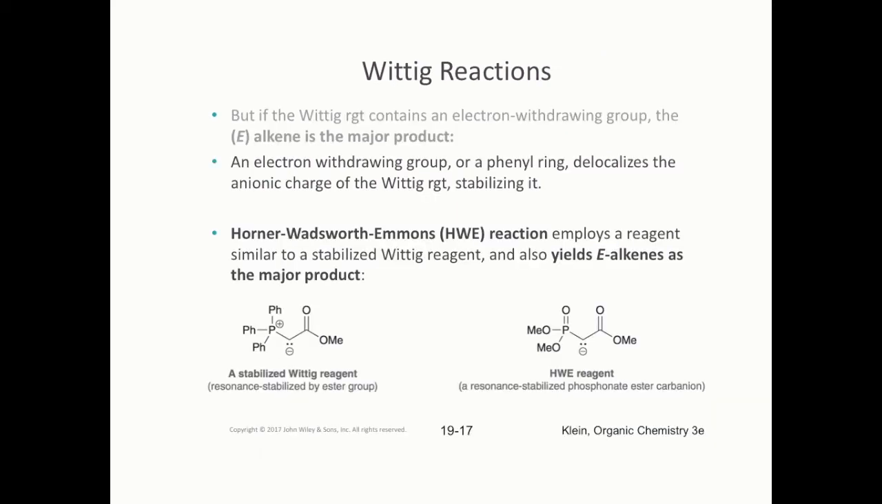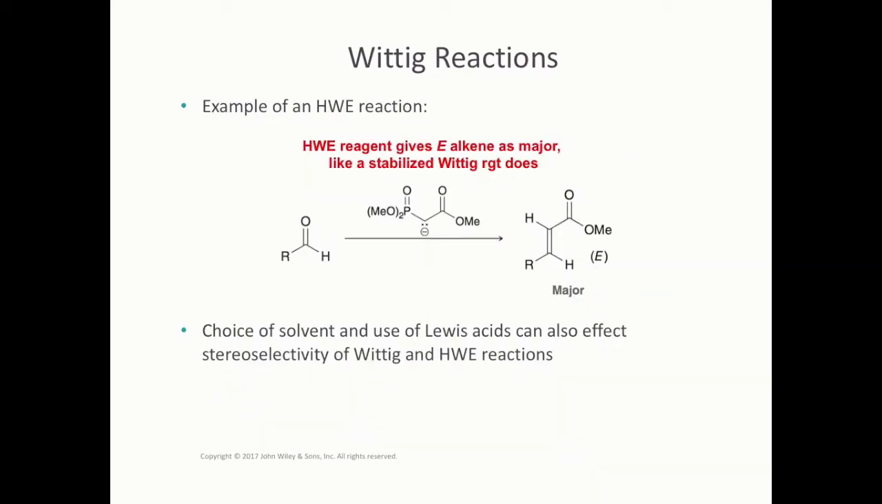The Horner-Wadsworth-Emmons reaction is very similar to the Wittig in that it is going to form an alkene, but it uses this reagent, known as the Horner-Wadsworth-Emmons reagent, containing a phosphonate ester. The HWE reaction gives an E-alkene as the major product, just like stabilized Wittig reactions.